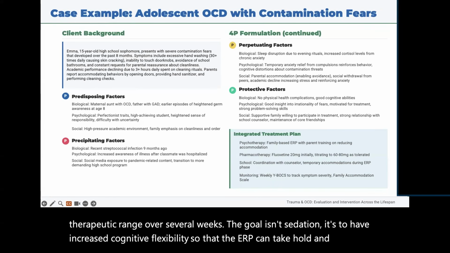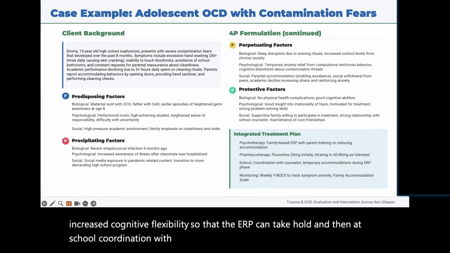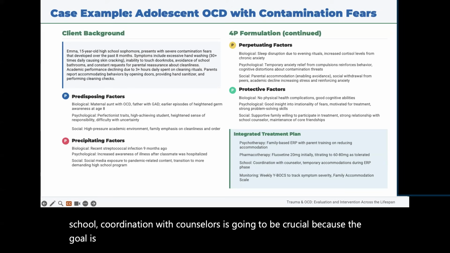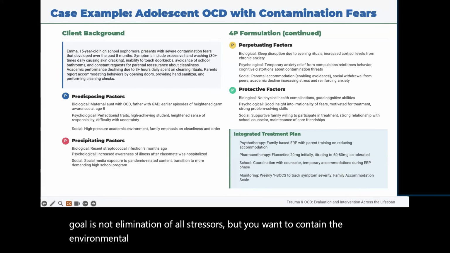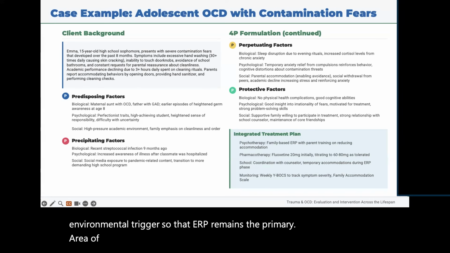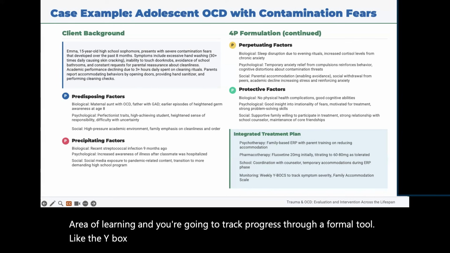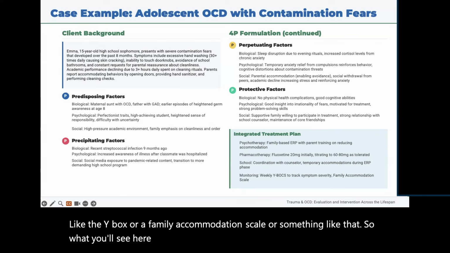And then at school, coordination with counselors is going to be crucial because the goal is not elimination of all stressors, but you want to contain the environmental triggers so that ERP remains the primary area of learning. And you're going to track progress through a formal tool like the Y-BOCS or a family accommodation scale or something like that. So what you'll see here is OCD in adolescence.